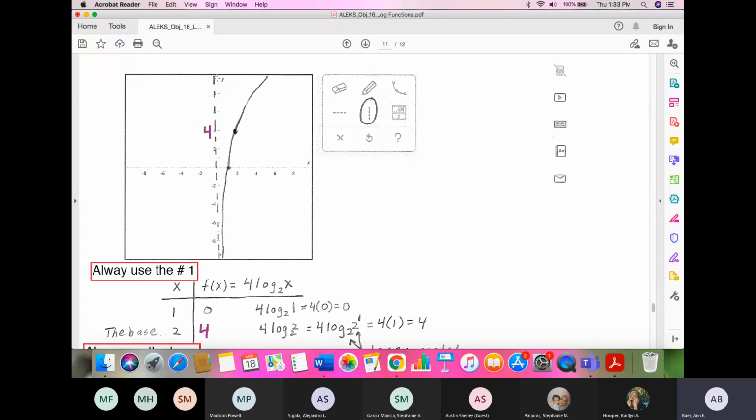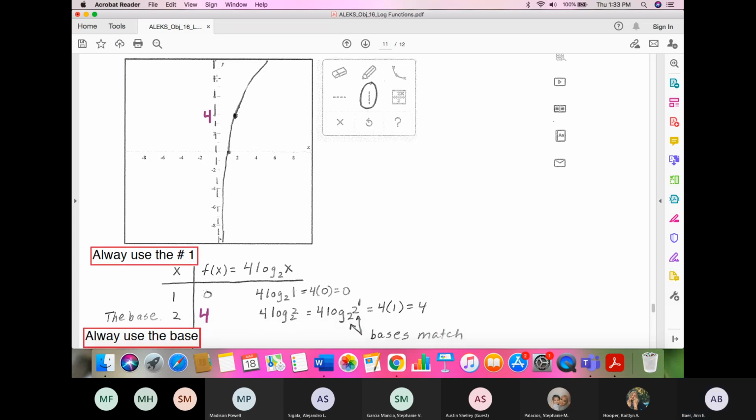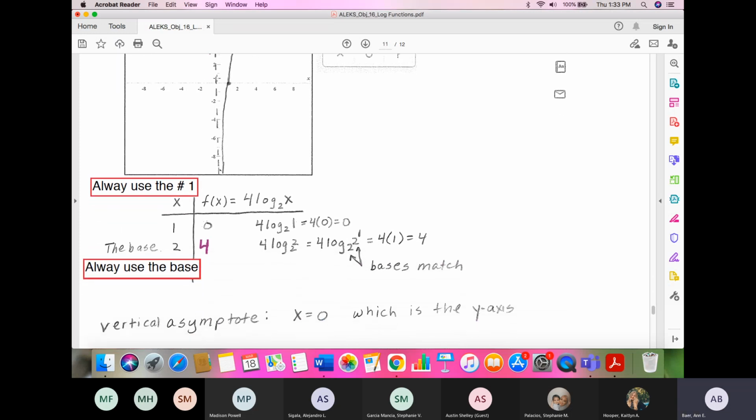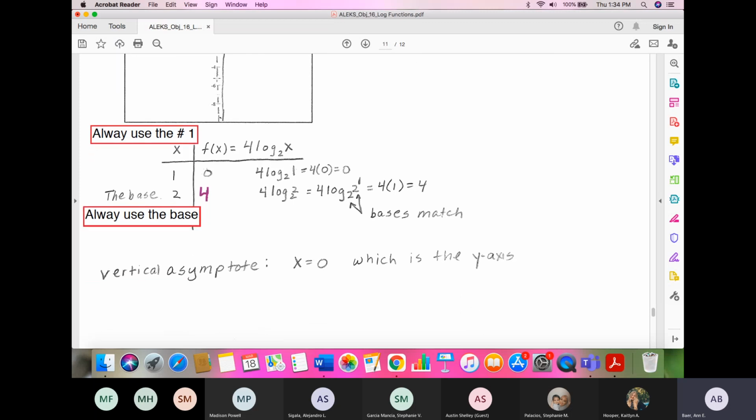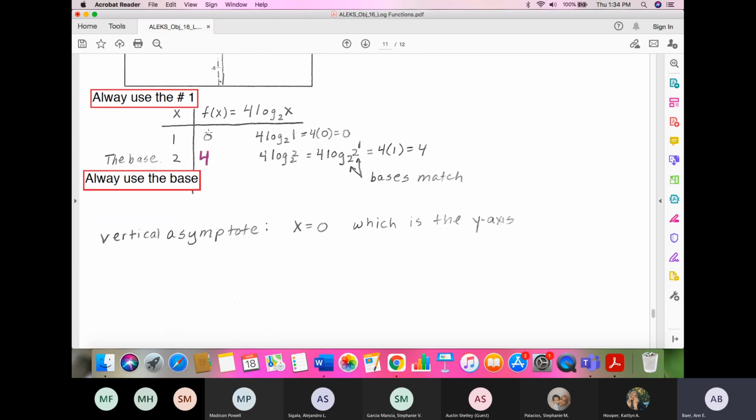Any questions on this particular problem? I think we're going to do another one. Always use the number 1 and always use the base. Keeping in mind that you want to draw your vertical asymptote on the y-axis.